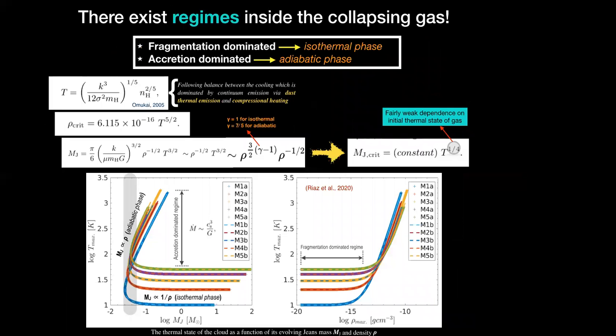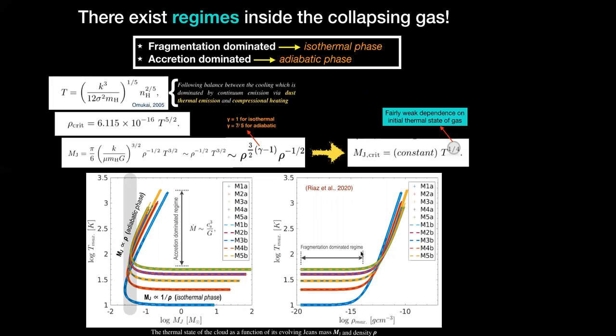Another dense slide. I apologize for that, but it's an important slide to mention. As I mentioned, we follow these equations, and what we found is that there are two very fundamental regimes present in any star forming gas or pre-stellar cloud. When it collapses, it ought to have these two fundamental regimes. One is called the fragmentation dominated regime, and the other is called the accretion dominated regime.